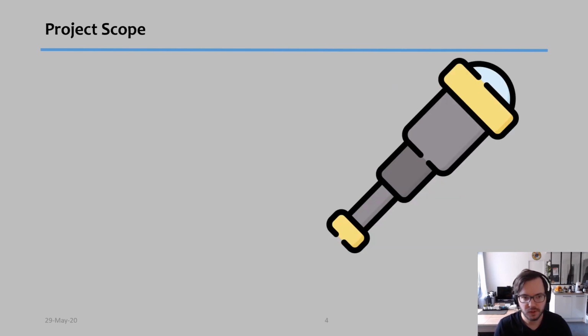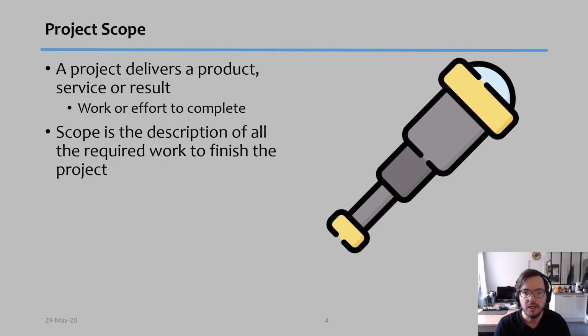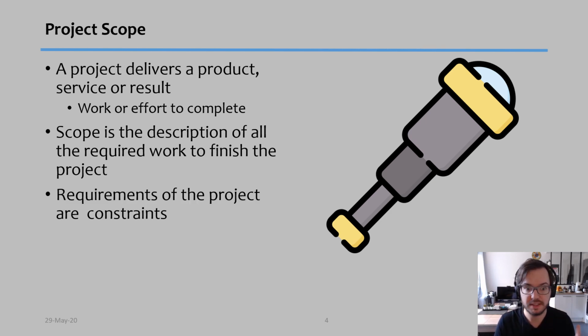So first of all, let's talk about scope, project scope. A project will always deliver a product, a service, or a result, correct? And that means that there is work or effort that must be completed in order for that product or result to be created. So the scope is basically the description of all the work from beginning to end of the project that must be accomplished in order for you to be able to do all these things.